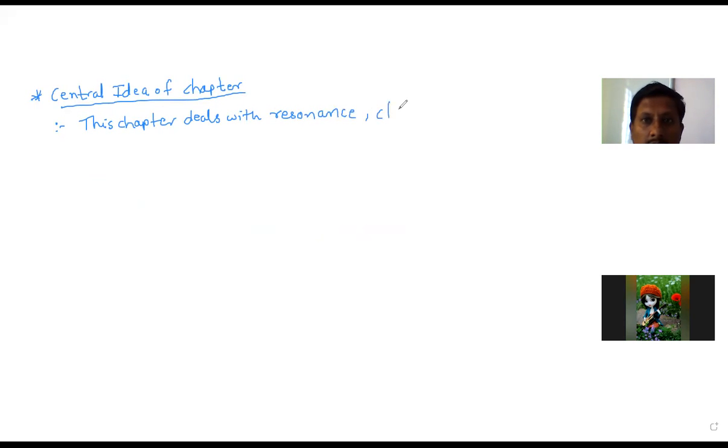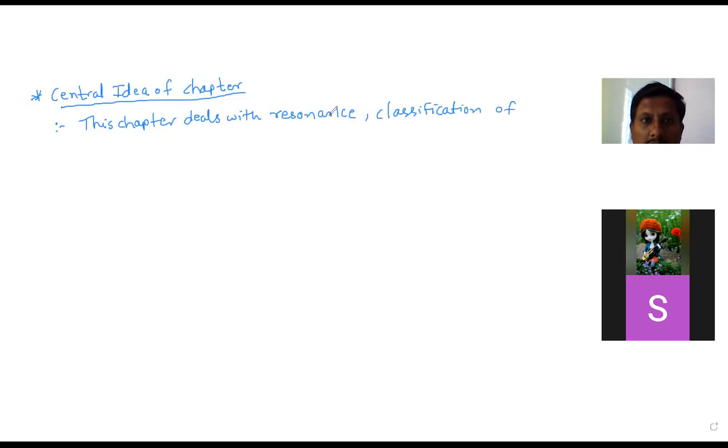Then classification of resonance, that is the types, series resonance and parallel resonance. Then bandwidth. बँडविड्थ किती पाहिजे प्रत्येक चॅनलचं, त्याचा इफेक्ट काय, बँडविड्थ, क्वालिटी फॅक्टर.